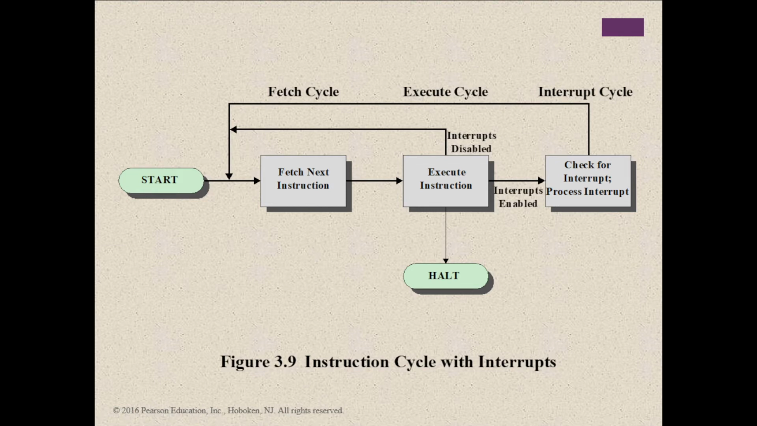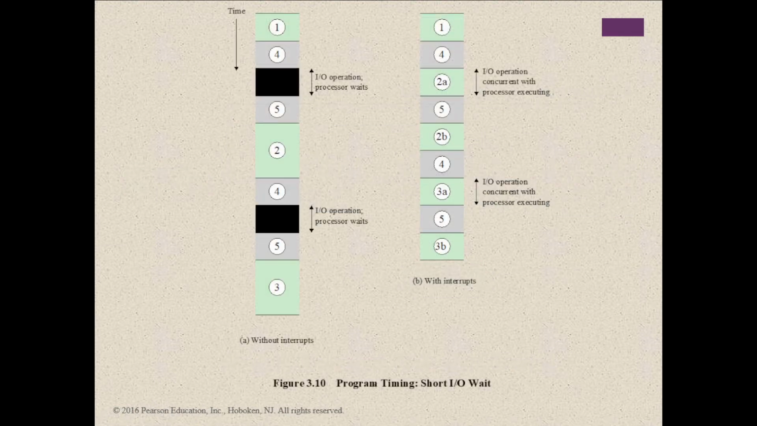Okay, next we have figure 3.10, program timing for the short I/O wait. To appreciate the gain in efficiency because of interrupts, consider figure 3.10, which is a timing diagram based on the flow control in figures 3.7a and 3.7b. As you can remember, 3.7a and 3.7b employ interrupts. In 3.7, we have this for long I/O wait and short I/O wait.